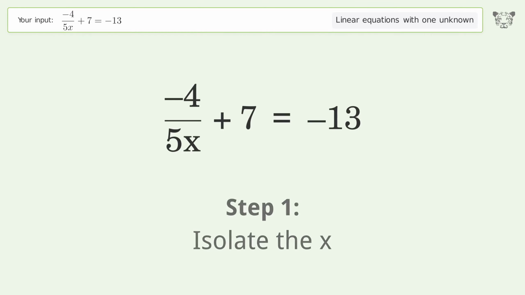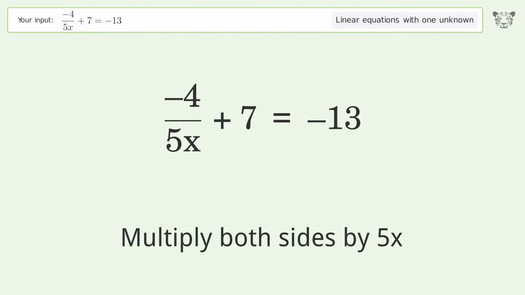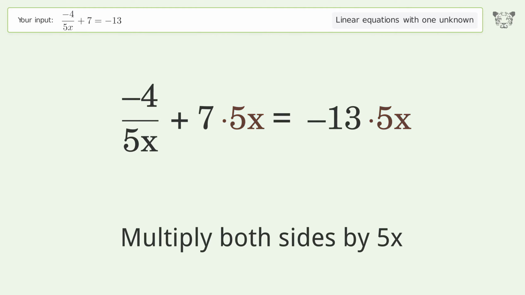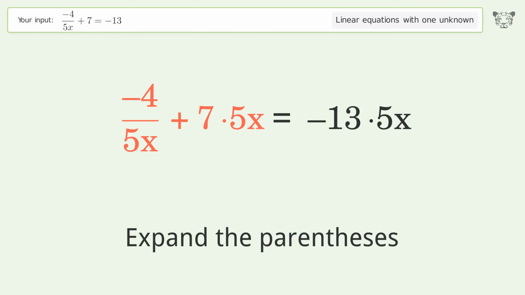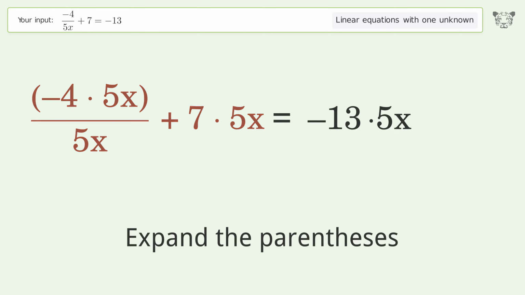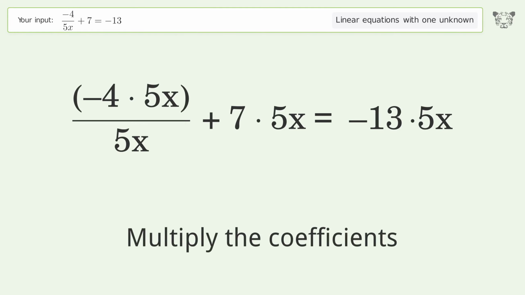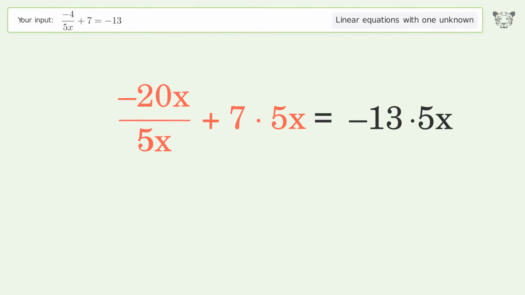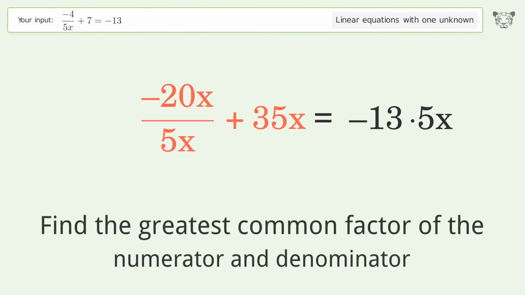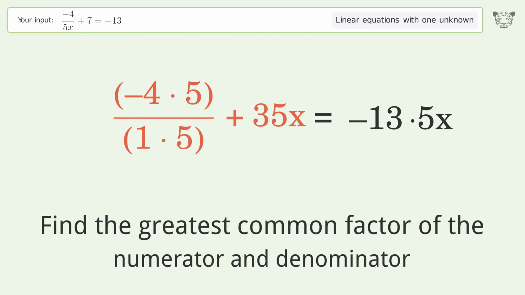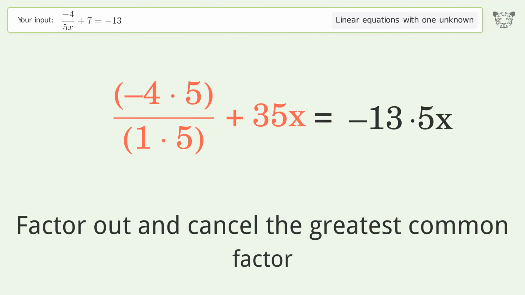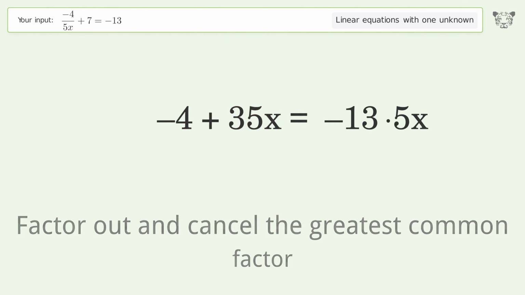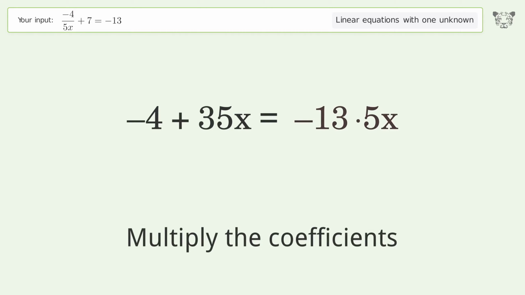Isolate the x. Multiply both sides by 5x. Expand the parentheses. Multiply the coefficients. Find the greatest common factor of the numerator and denominator. Factor out and cancel the greatest common factor. Multiply the coefficients.